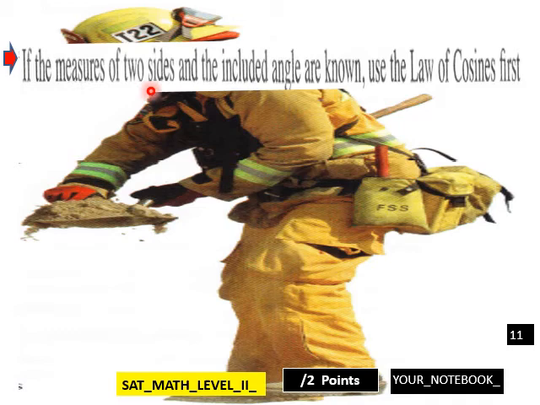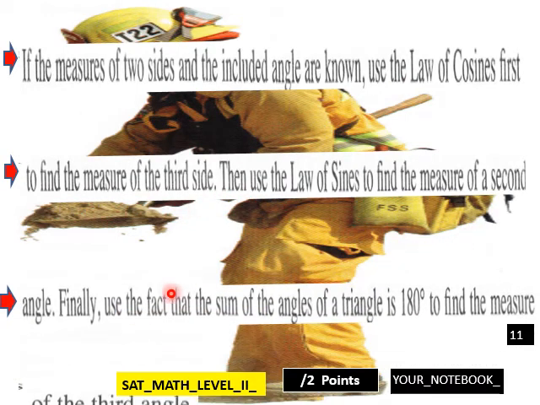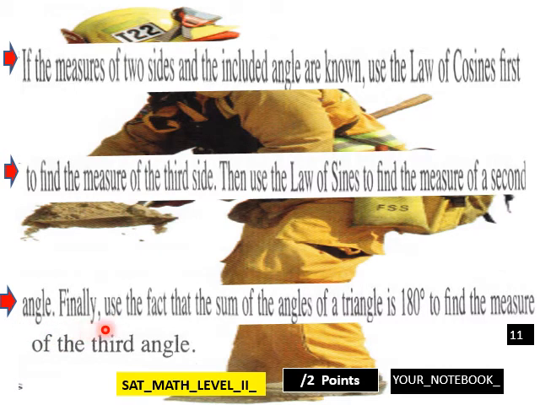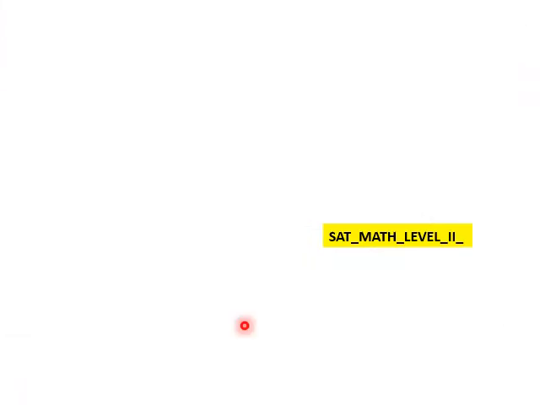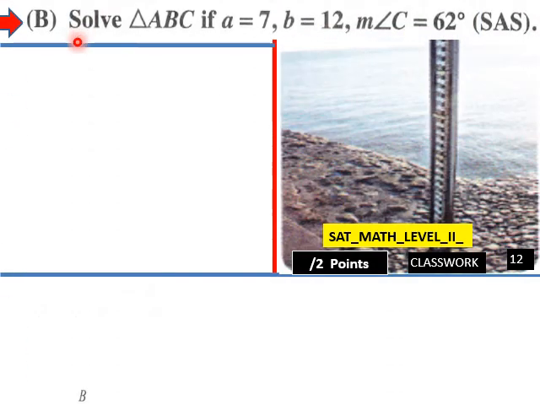If the measures of two sides and an included angle are known, use the law of cosines first to find the measure of the third side. Then use the law of sines to find the measure of the second angle. Finally, use the fact that the sum of the angles of a triangle is 180 degrees to find the measure of the third angle. So there's different ways of solving a triangle.